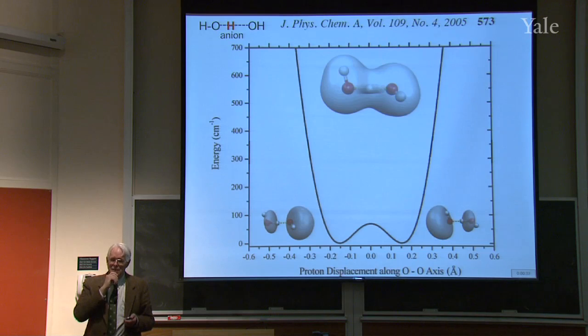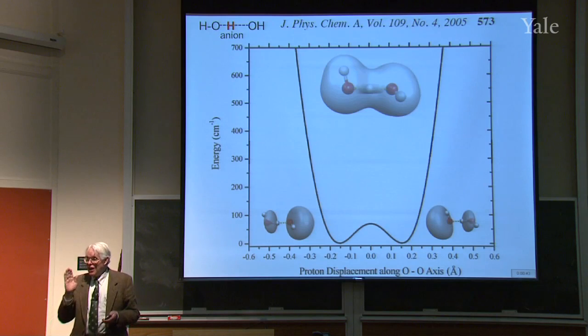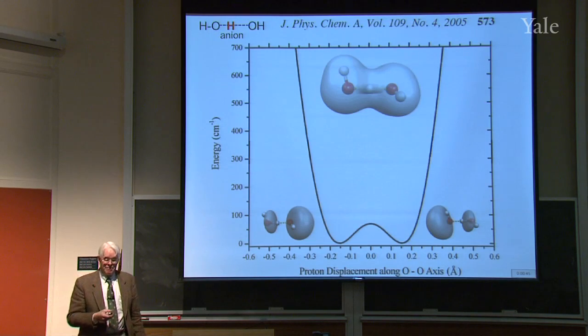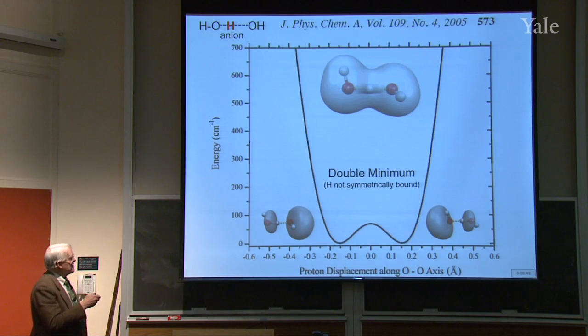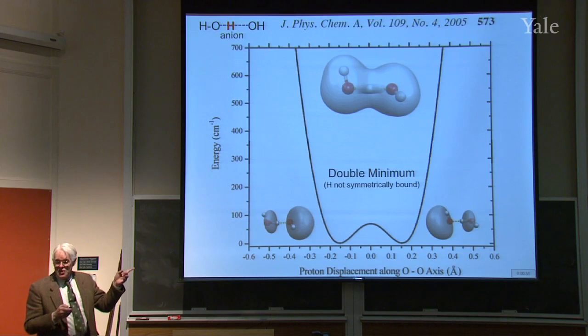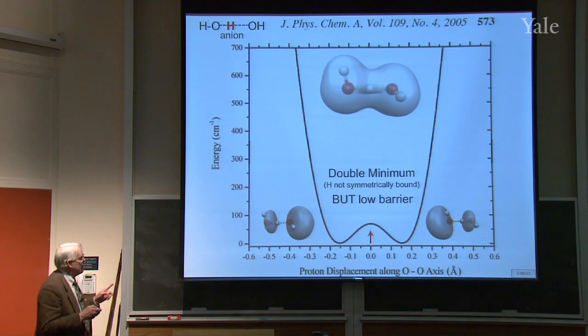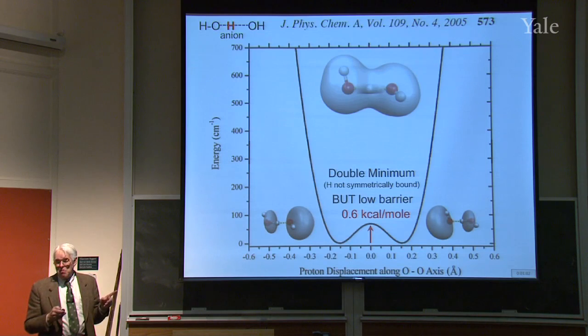Go back to the beginning of last semester. Tunneling, right? If you look at the very lowest energy level for moving the hydrogen back and forth, you'll see something interesting. So this is a double minimum. The hydrogen is not symmetrically bound along this, but the barrier is very low, only 0.6 kilocalories per mole.